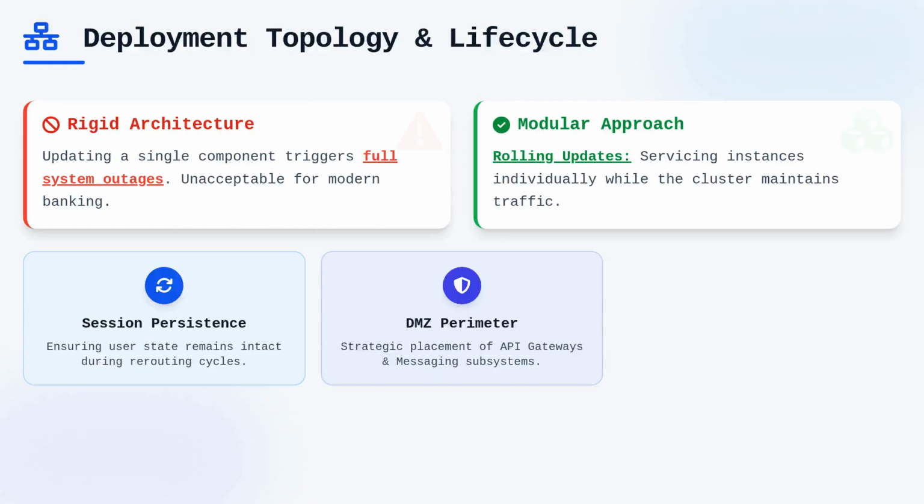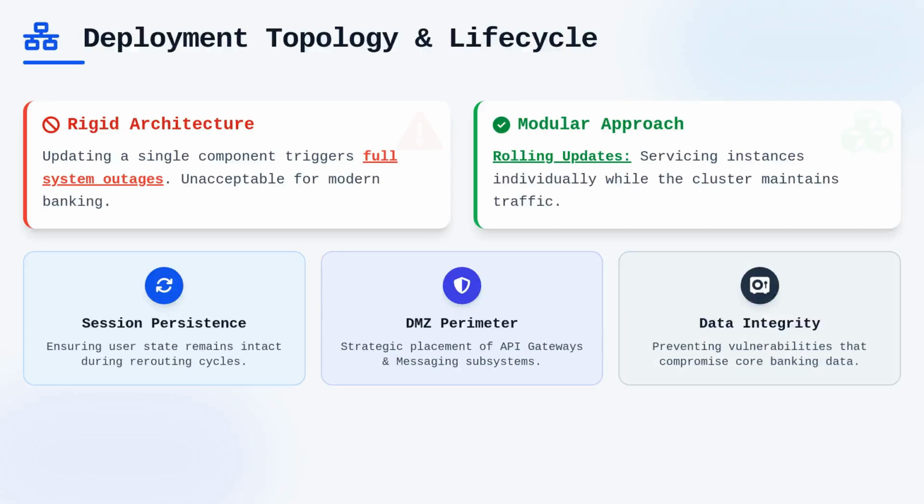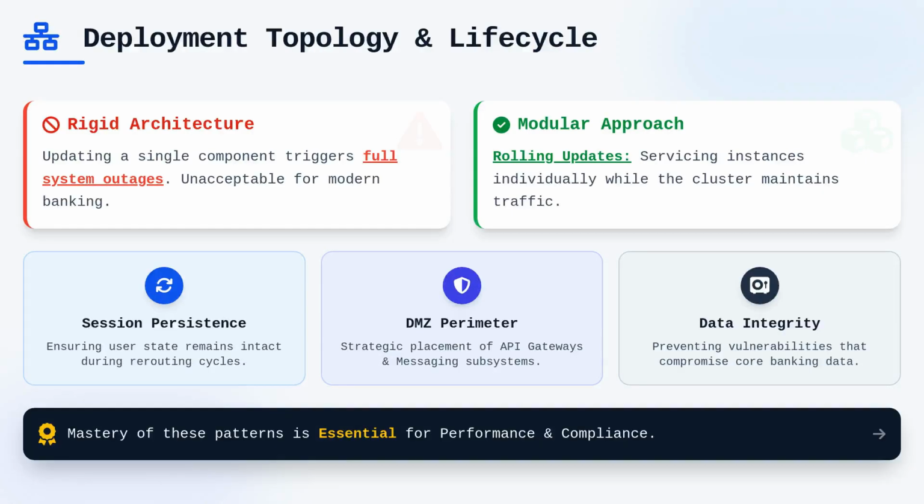This requires a sophisticated configuration of session persistence, ensuring that a user state is not lost if their request is rerouted during a deployment cycle. You must also consider the placement of auxiliary services, such as the API gateway and the messaging subsystems, which often sit in a DMZ-like perimeter to facilitate secure external communications. Improper placement here creates significant security vulnerabilities that could compromise the integrity of your core banking data. Consequently, your mastery of these deployment patterns is essential for maintaining both a performant and a compliant banking system.